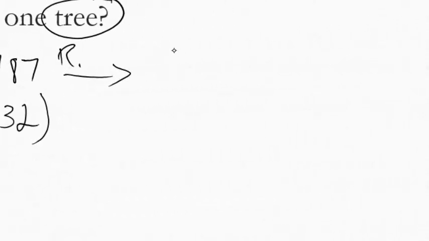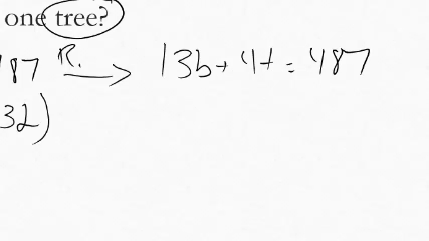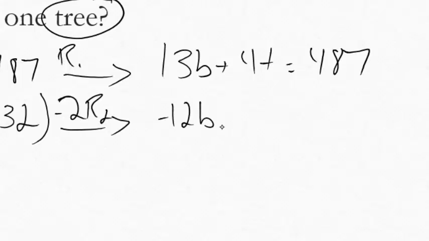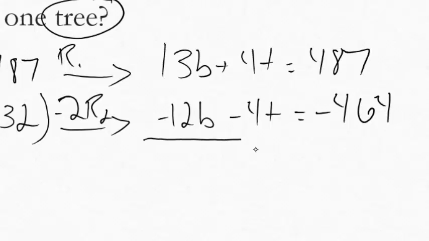So move over row 1, so 13B plus 4T equals 487. And then move over row 2. So -2 times 6 is -12B. -2 times 2 is -4T. And -2 times 232 is -464. Now we're going to add down because we have our two equations and we can cancel.